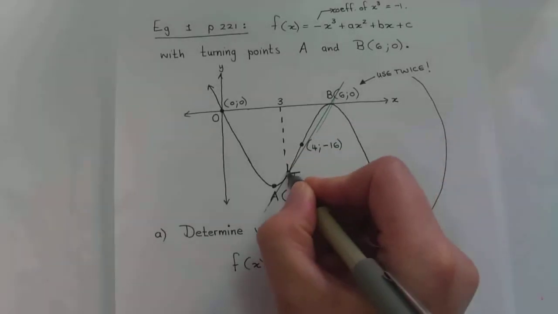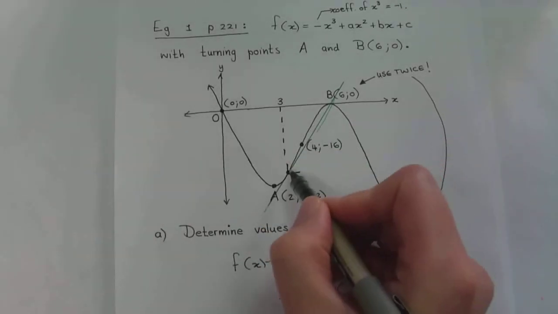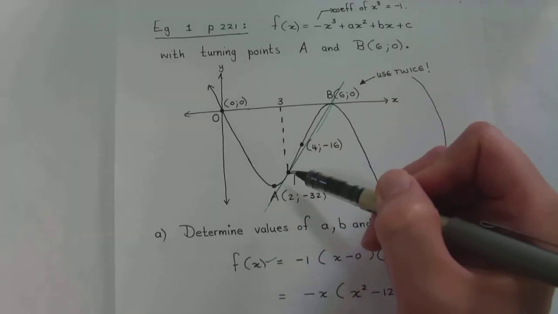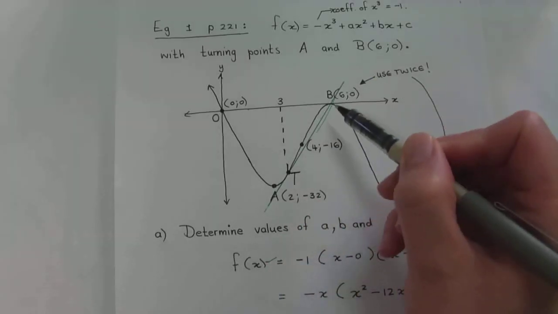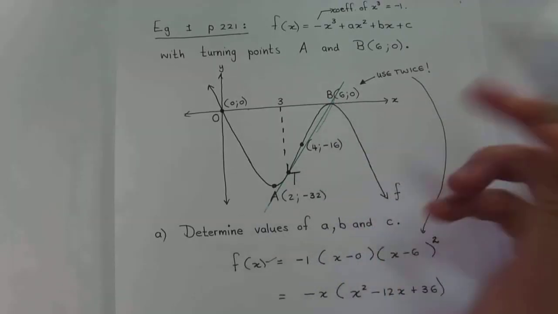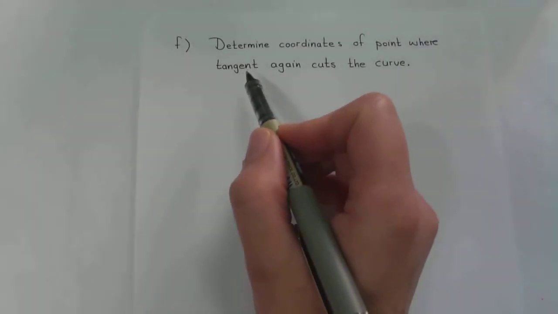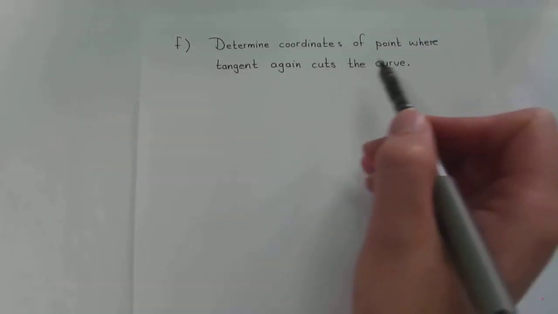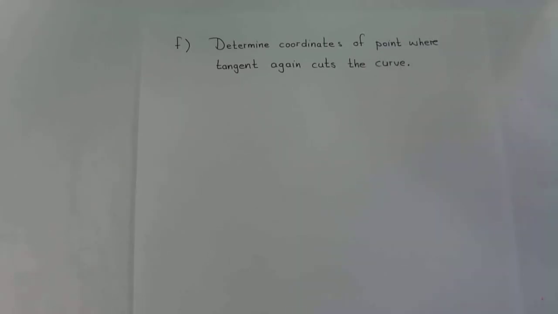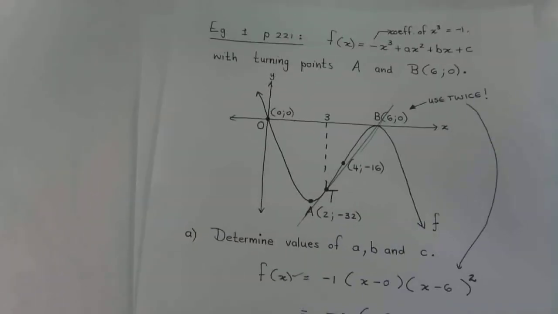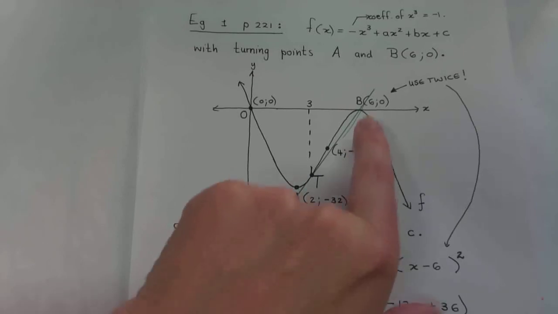So over here, it's a point of contact, which means it only touches the graph. But if you look further up and you follow that tangent, you'll notice over here, it cuts the graph again. So over here, it's a point of contact, but over there, it cuts the graph. And that's why they have the follow-up question, which is the final question: determine the coordinates of a point where the tangent that you've just calculated again cuts the curve. So we now know that, yes, there is going to be another point where that tangent cuts the curve.